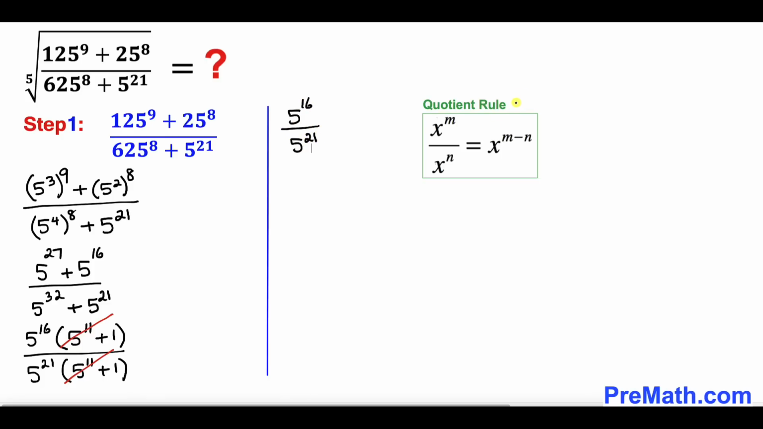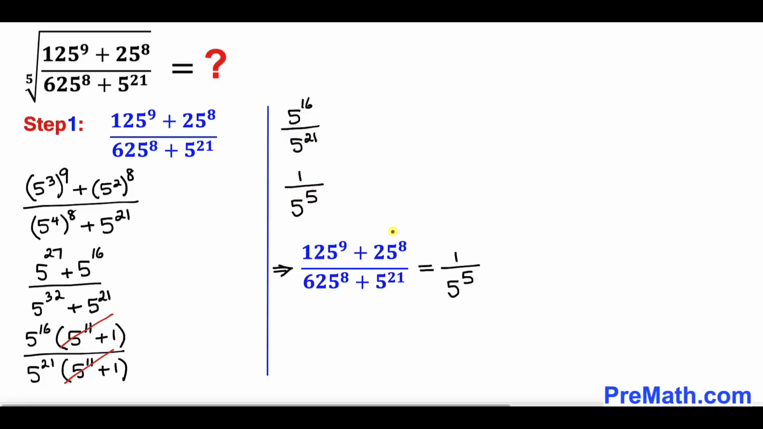And now let's recall this quotient rule. According to this rule, we are going to subtract these exponents. So therefore, I am going to write down 1 divided by, I'm going to subtract 16 from this big number 21. So that is going to give us 5 power 5. So thus we can see that this radicand has been simplified to 1 divided by 5 power 5.